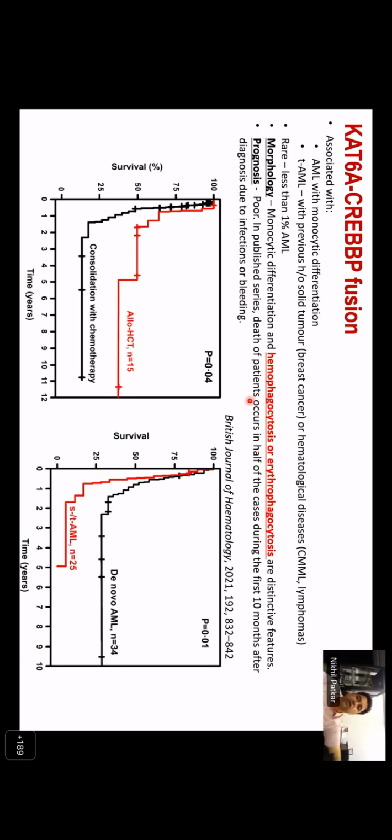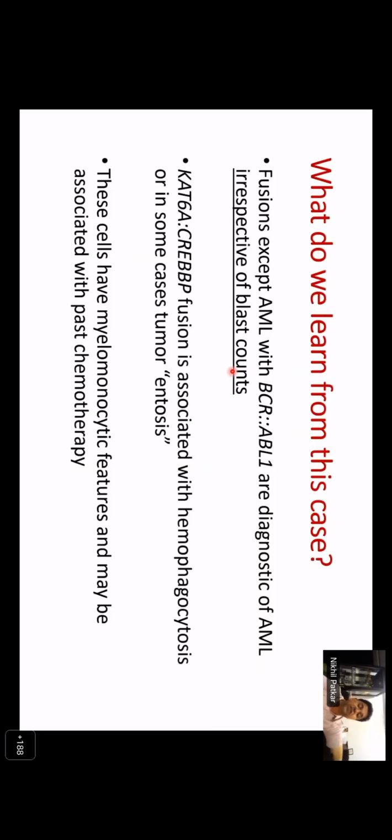Half the patients' deaths occurred in the first 10 months due to infections or bleeding. Fusions are important in AML, especially with the new WHO classification, except for AML with BCR-ABL1. If you have fusions, irrespective of the blast count, the stage becomes stable. These patients are associated with the phenomena of hemophagocytosis, or in some cases, tumor entosis. They have myelomonocytic features and are associated with past chemotherapy.